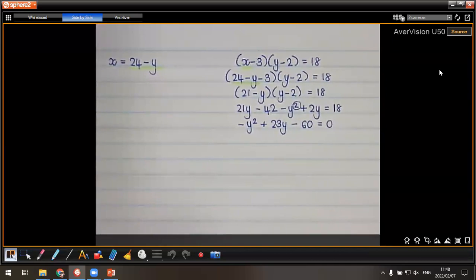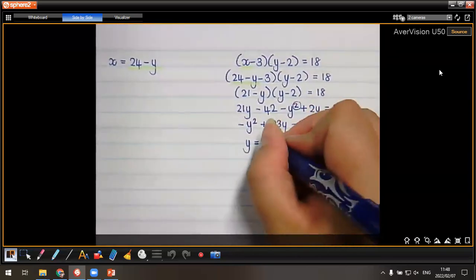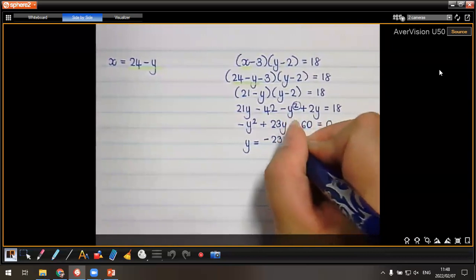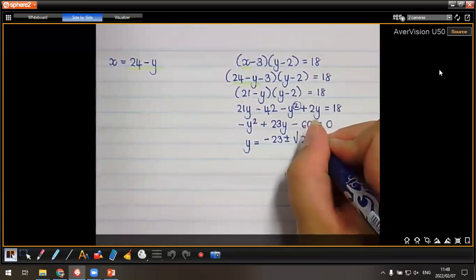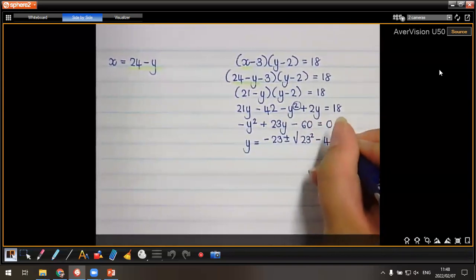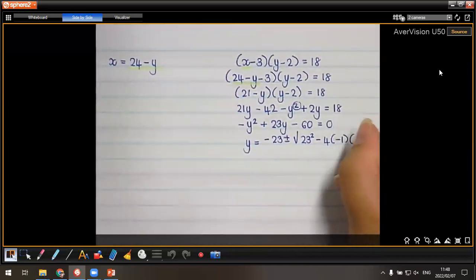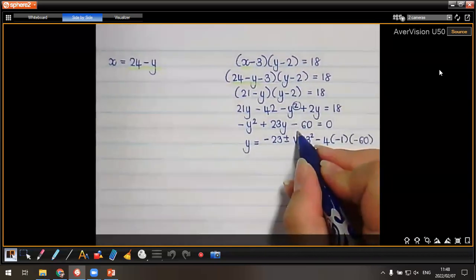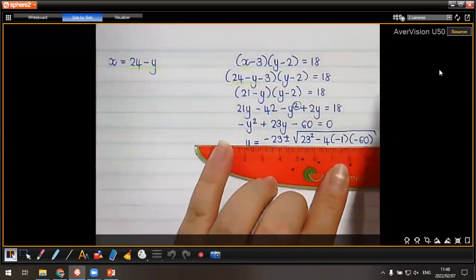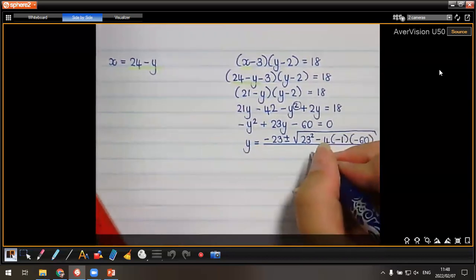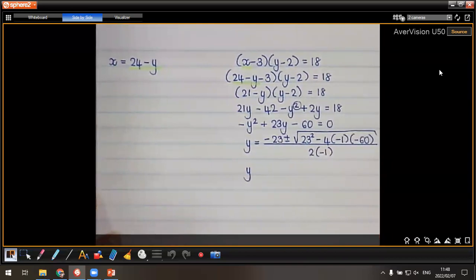Okay, now we can use the quadratic formula, okay? So y is equal to, my b value is 23, so we're going to say negative 23 plus or minus the square root of b squared. So 23 squared minus 4. Now what is my a value in this case, guys? Negative 1, good, well done. And then my c value is negative 60, all over 2 times a, which is negative 1 again. We must remember that one. Over 2 times negative 1. Okay, let's see what we get.